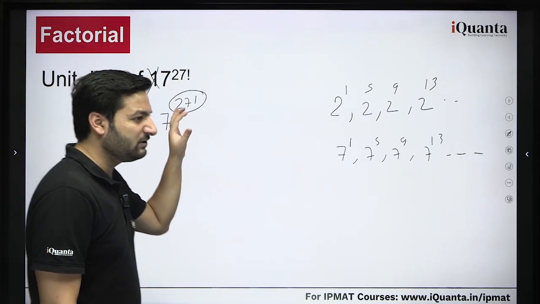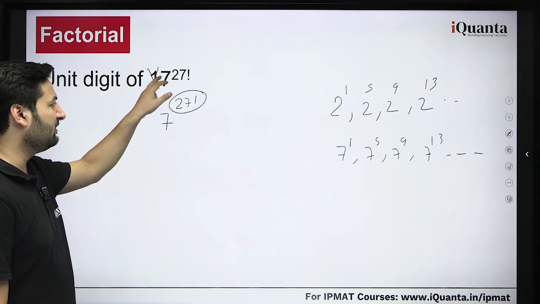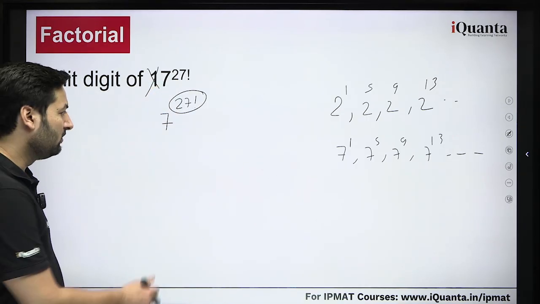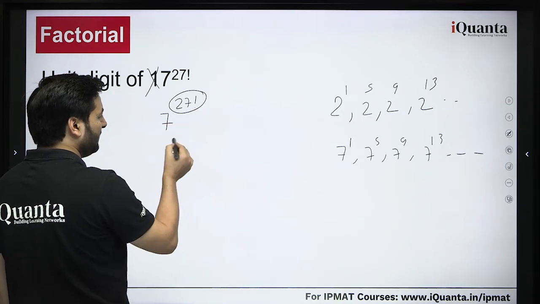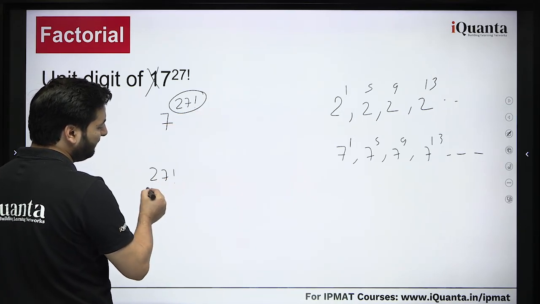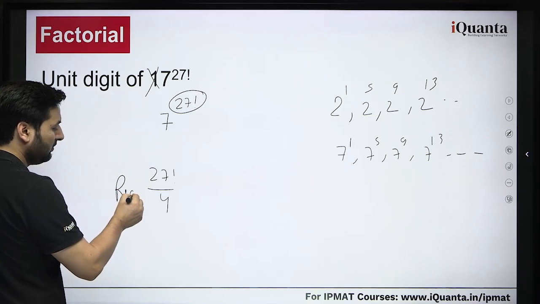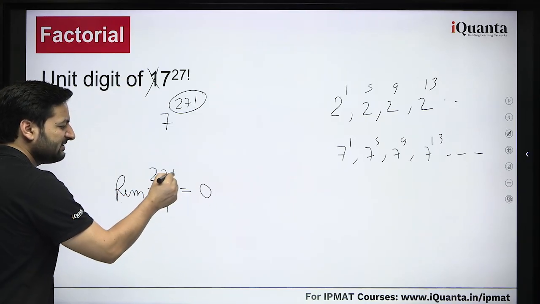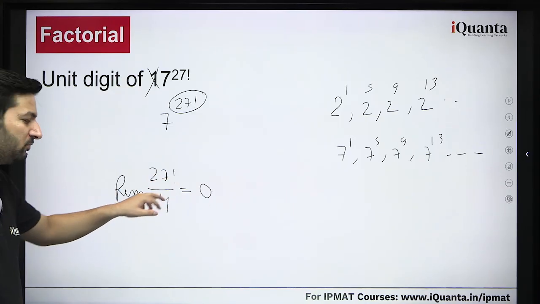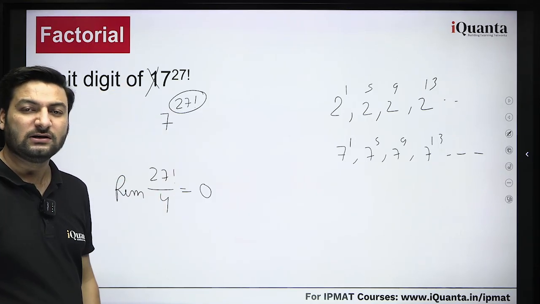And that is why, whenever unit digit questions with such high powers come, you directly divide the power by 4. Okay, what do we get here? If you divide 27 factorial by 4, what is the remainder? The remainder will be 0 because 27 factorial contains a 4, so 4 and 4 completely cancel and we get 0 remainder.